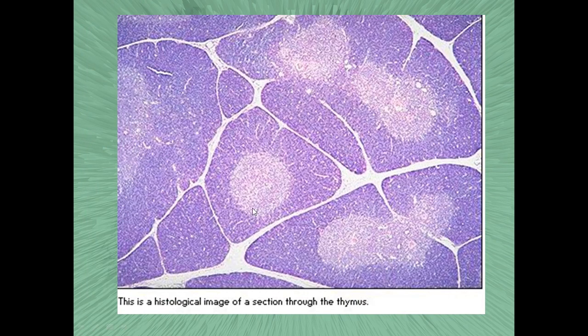Histologically, it is covered by the capsule outside, which gives off the septa or trabeculae, separating the lobes of the thymus into the lobules. Inside of these lobules, the peripheral part is the cortex, and the central is the medulla. And inside of the trabeculae we can see the special epithelial cells producing the thymic hormones.